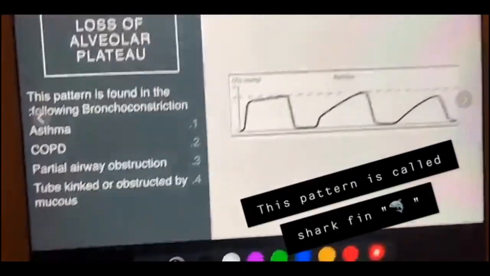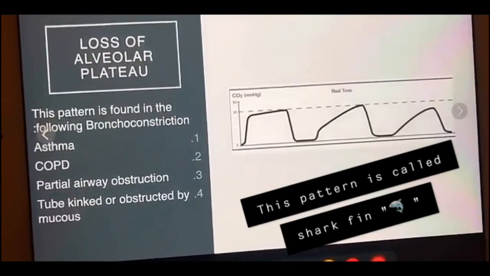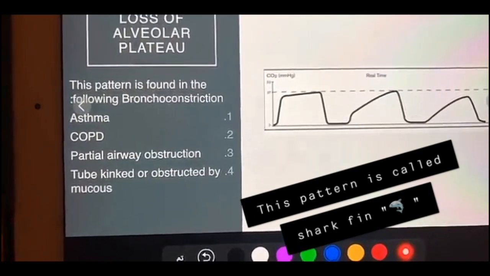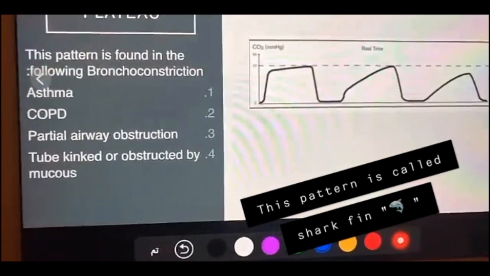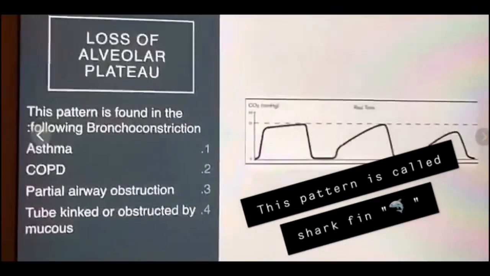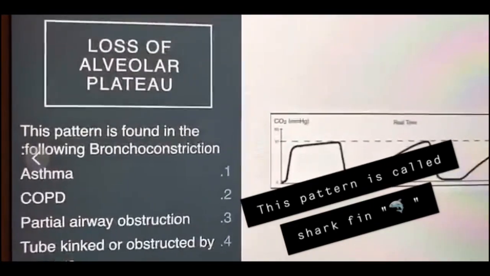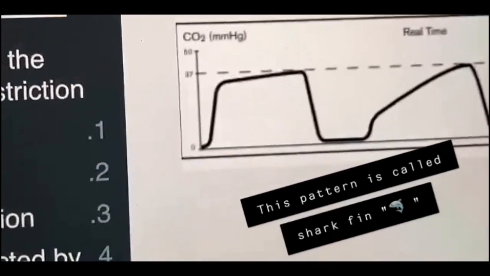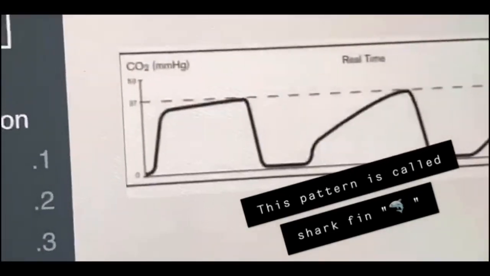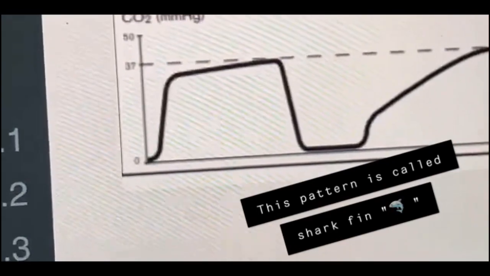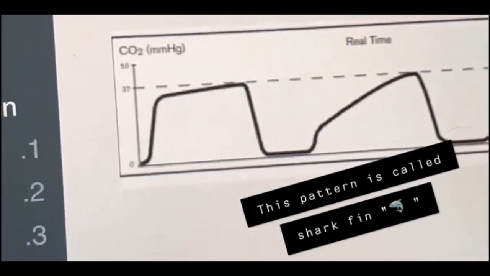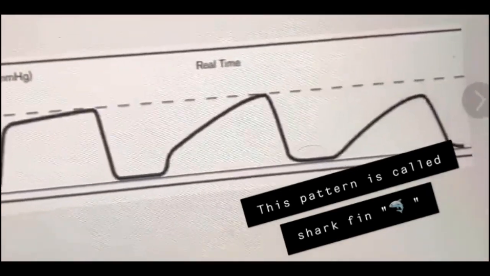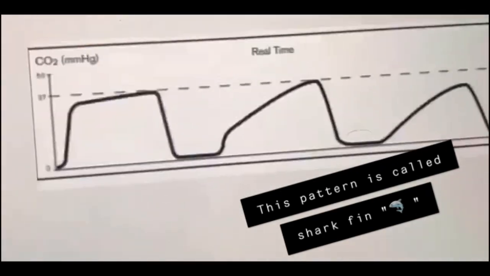I know it's a lot of waveforms, but once we understand the normal waveform and its phases, we could easily recognize any abnormal waveform or pattern. So here we could see a normal waveform with the 3 complete phases, which is the inspiratory baseline, then the expiratory upstroke, then the third phase, which is the alveolar plateau. In this second waveform, we could see a clear loss of the alveolar plateau.